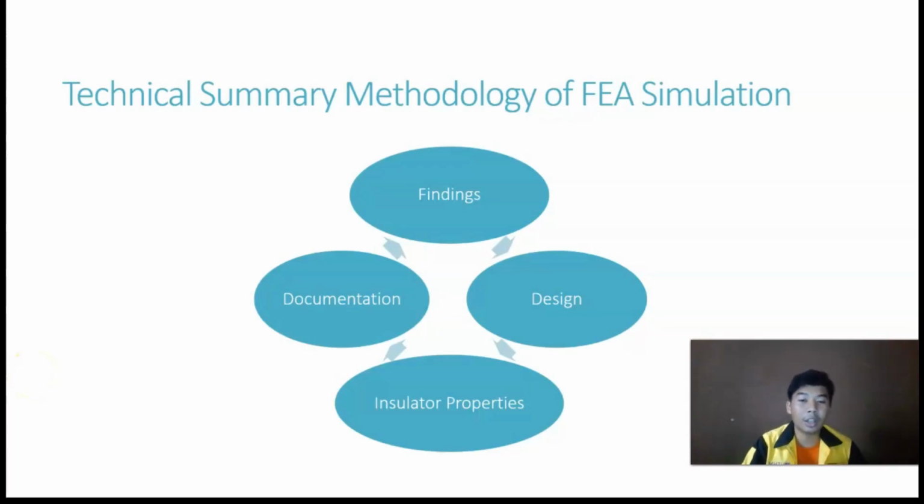Next is about the insulator properties. As we know, silicone rubber is a reliable and durable material for insulator applications and is used in high voltage and outdoor applications due to its ability to withstand both electrical and mechanical stress.